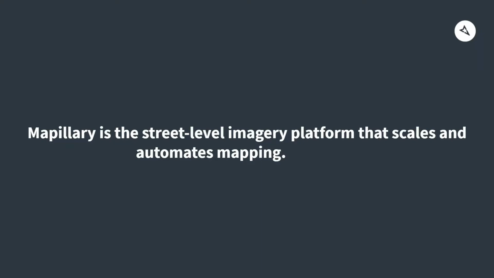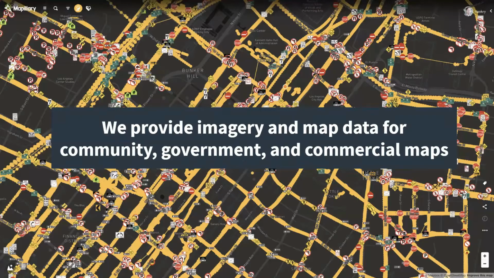It's a street level imagery platform that scales and automates mapping using computer vision and collaboration with different types of cameras. We provide imagery and the data extracted for community, government, and commercial map providers. When I say community, it's mostly the OpenStreetMap community, for whom all the data and the imagery is available for free so that they can improve OpenStreetMap. Say, if you have a neighborhood which has not been updated at all, you can go ahead and collect imagery and update the maps within OpenStreetMap, which is pretty much used by many commercial map providers right now.